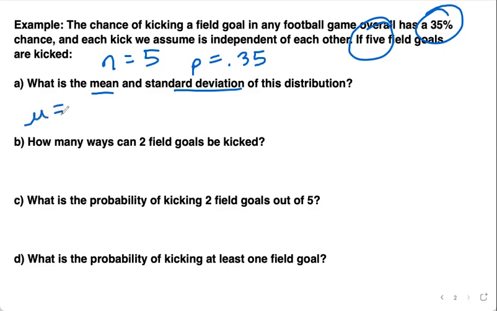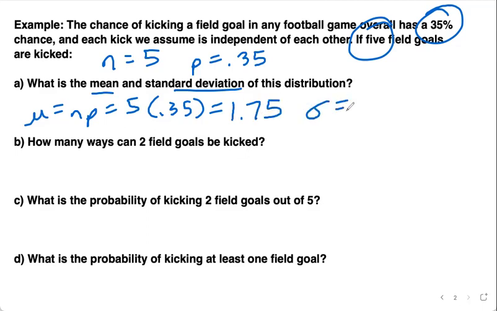The mean overall, mu, is n times p. So 5 times 0.35, that means I'd expect for every 5 field goals, I would make 1.75 of them overall. For the standard deviation, the square root of n times p times 1 minus p, break out that calculator, and then you got the square root of 5 times 0.35 times 0.65.